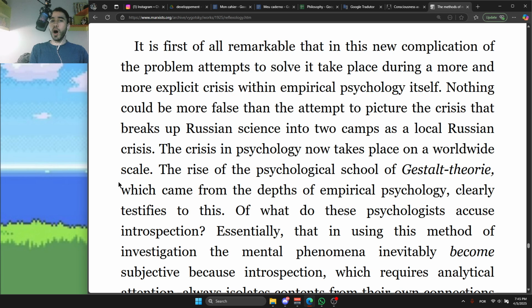It is first of all remarkable that in this new complication of the problem attempts to solve it take place during a more and more explicit crisis within empirical psychology itself. Nothing could be more false than the attempt to picture the crisis that breaks up Russian science into two camps as a local Russian crisis. The crisis in psychology now takes place on a worldwide scale. The rise of the psychological school of Gestalt theory, which came from the depths of empirical psychology, clearly testifies to this.